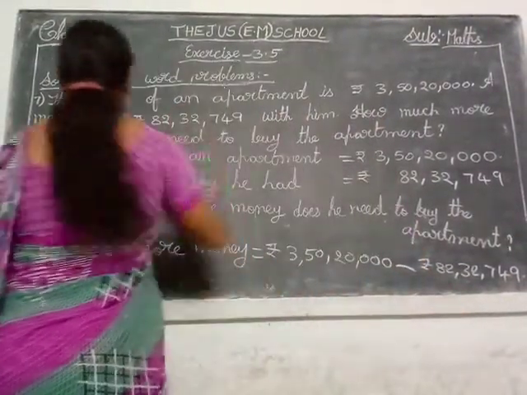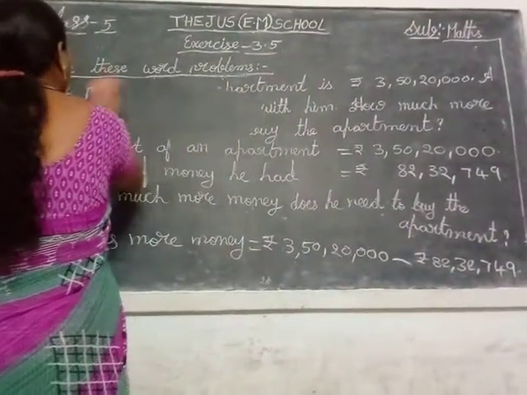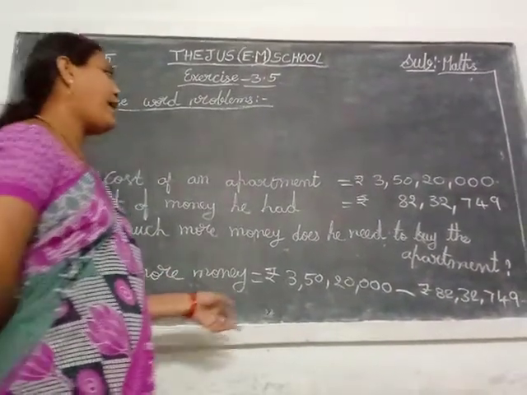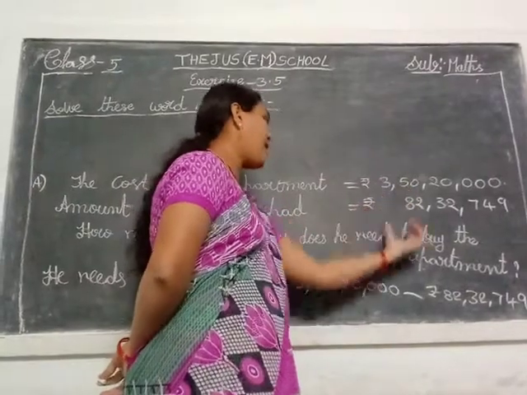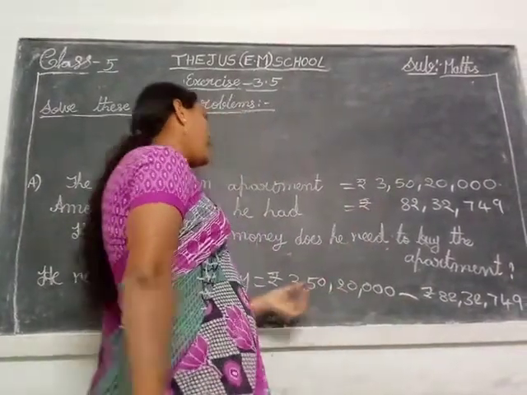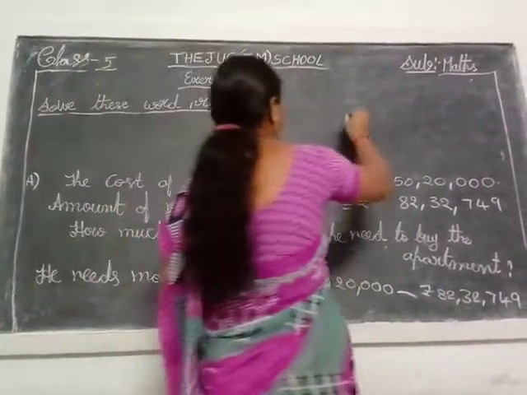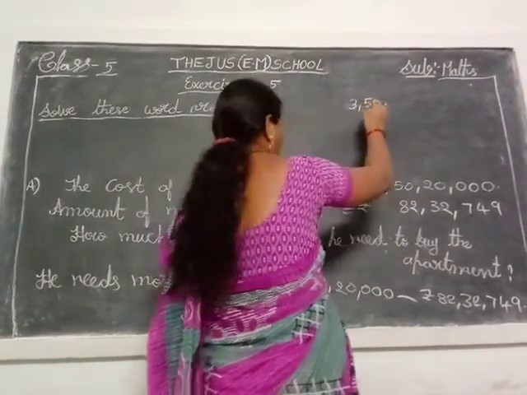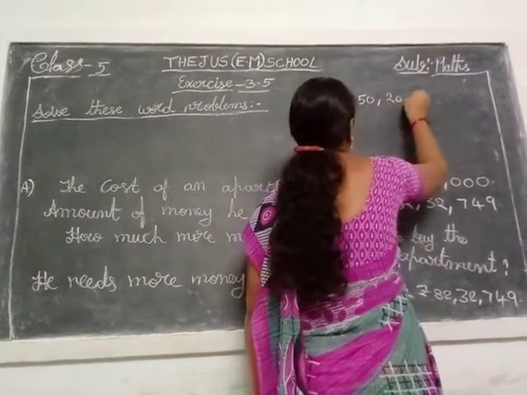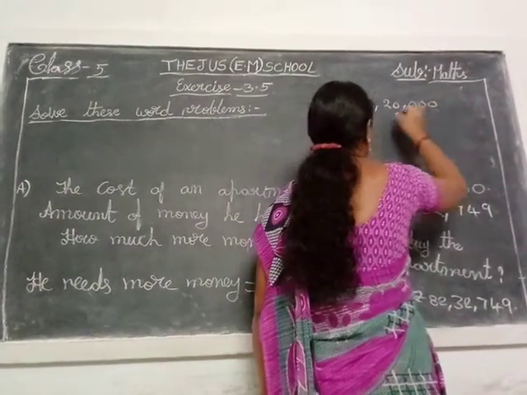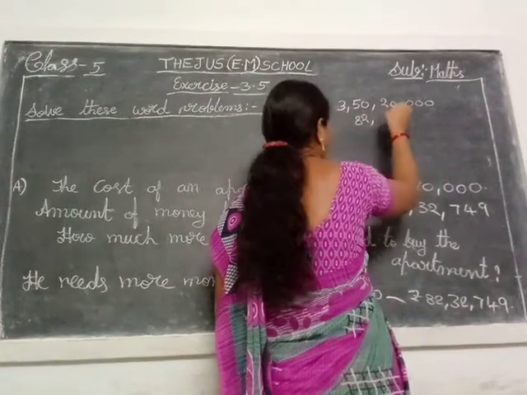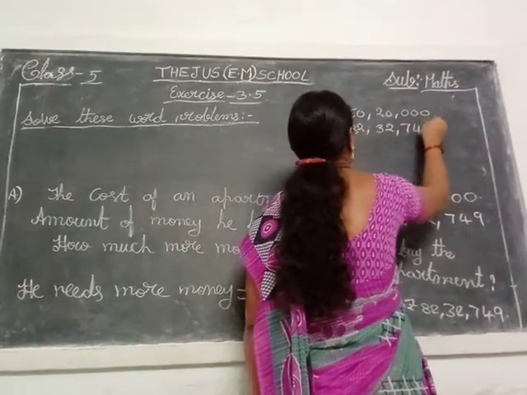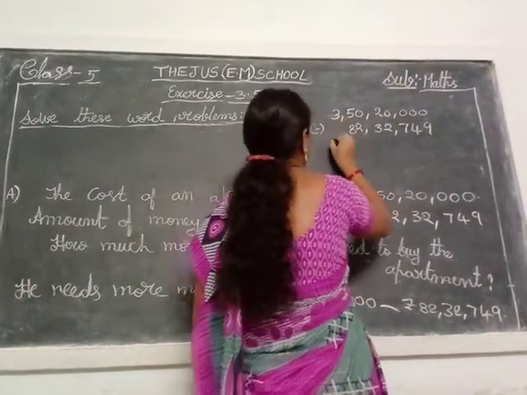Now erase the question, children. Okay, children. Now he needs more money. You find out that given number minus he had money. Now you do the subtraction. Very carefully do that subtraction, children. So many zeros are there. And the second number is 82 lakhs 32,749. Do the subtraction here.